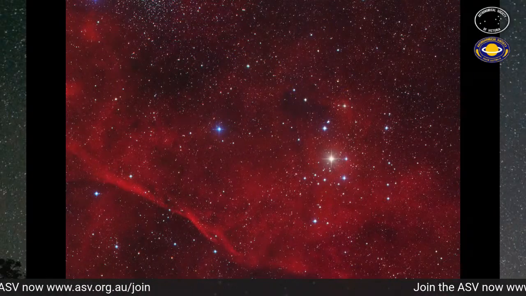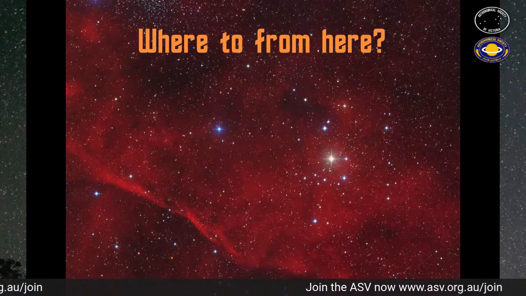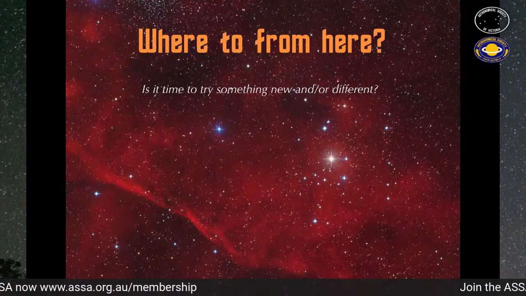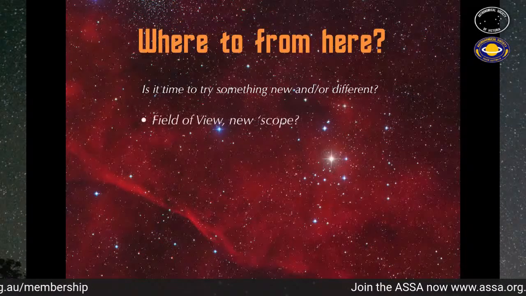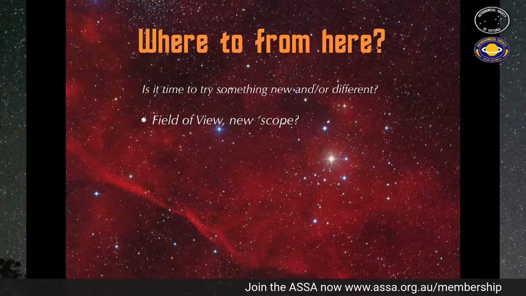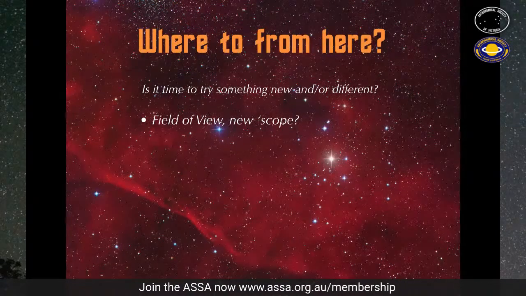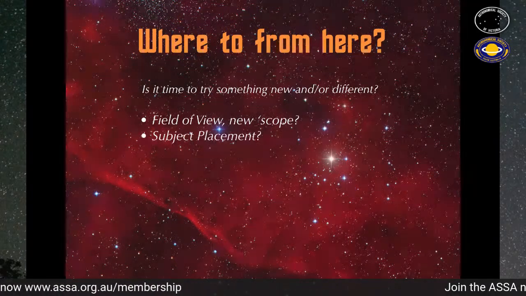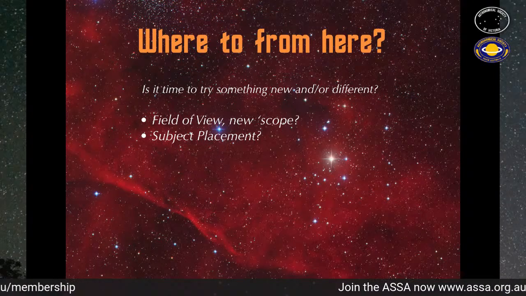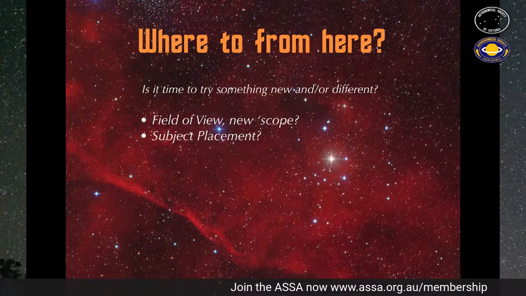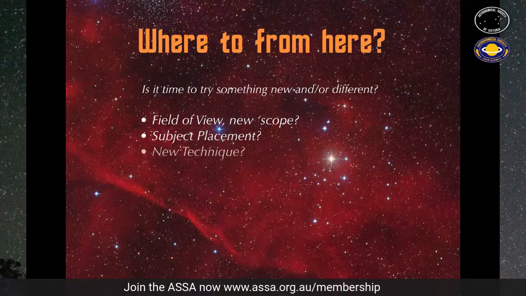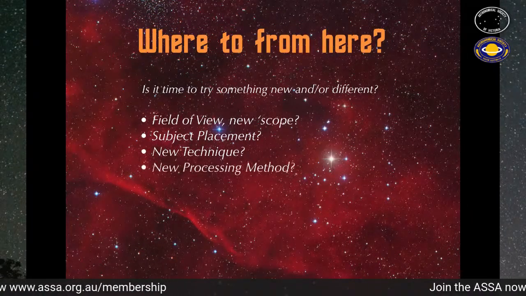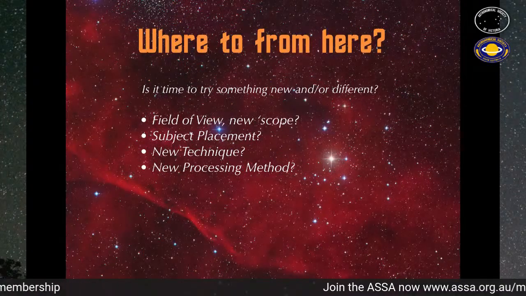So where to from here, folks? Is it time to try something new or different? Do we want to maybe look at justifying to the wife why you need to buy a new scope, just so you can have a different field of view? Are we going to continue plonking our image right in the middle, or are we going to think a little bit about what's around it that might give it context? Do we want to look at one of these new techniques that's out there, or indeed these new processing methods?